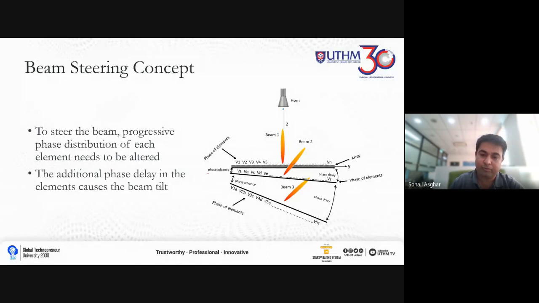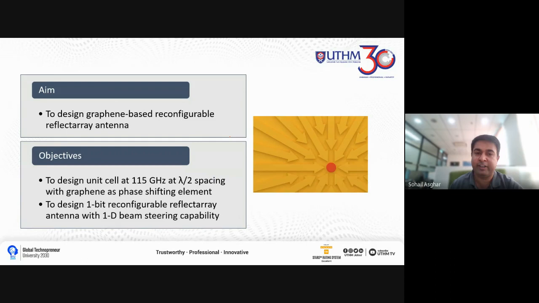So for this purpose, our aim is to design the graphene-based reconfigurable reflector antenna. And for this purpose, we integrate the gold patch elements with the graphene material. Here, graphene acts as the phase shifting element in RIS. And our final objective is to design the 1-bit reconfigurable reflector antenna for 1D beam steering capability.